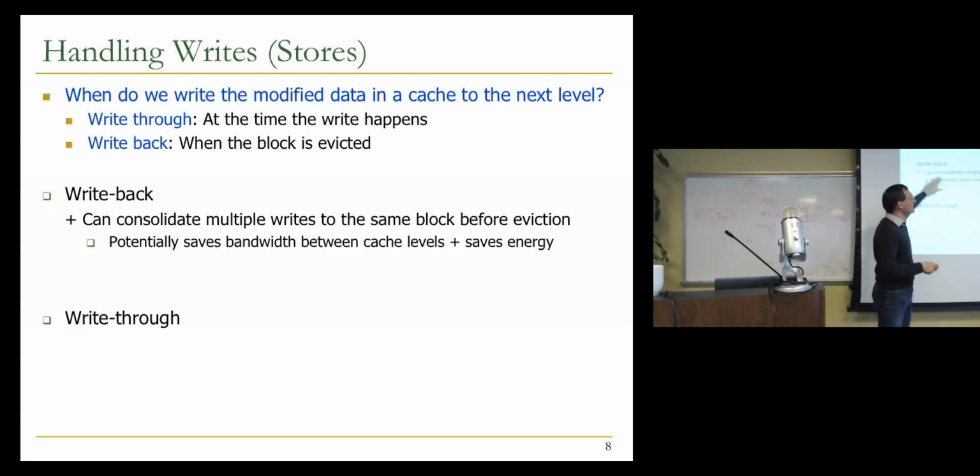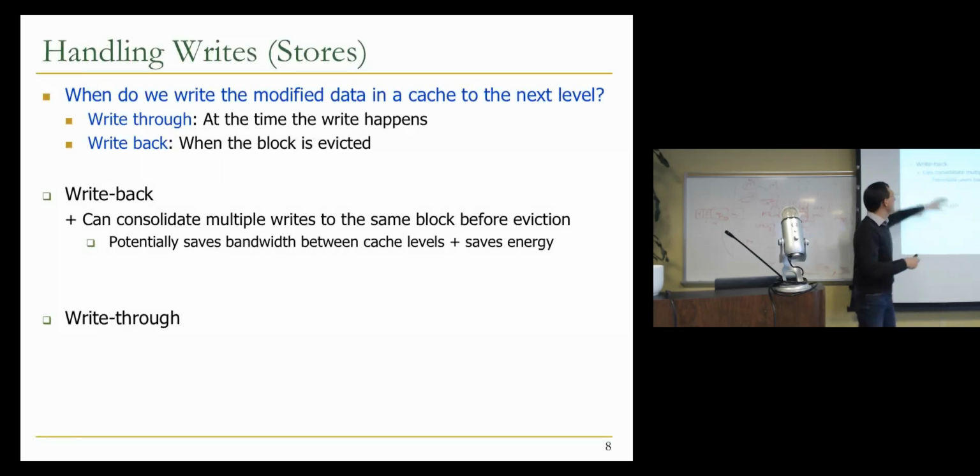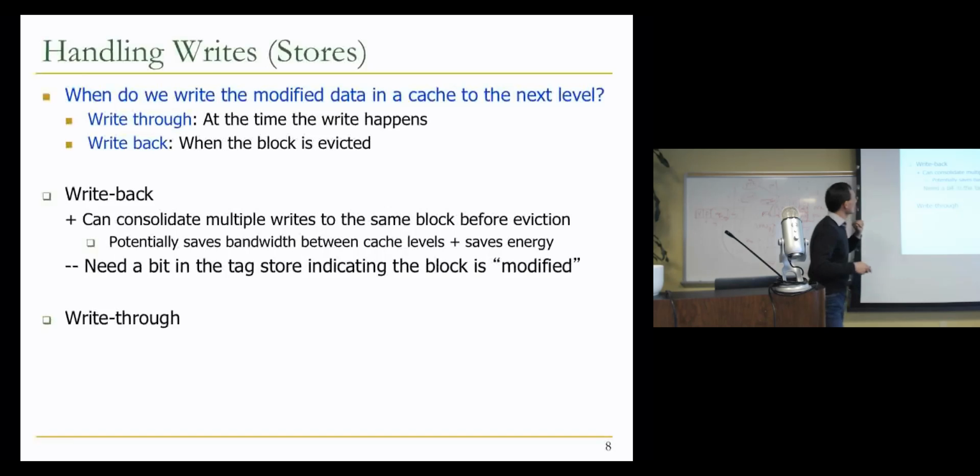Write-back cache has the big advantage that if you're writing to a cache block over and over and over, these writes become consolidated in the cache and they never get exposed to the next level. So you save a lot of bandwidth. And bandwidth also means energy, so you save a lot of energy also. The downside of this is, well, you need a bit in the tag store indicating the block is modified. Basically, that's why you need this dirty bit. With a write-through cache, it's actually simpler in a sense because you don't need to deal with eviction of dirty blocks. In a sense, there are no dirty blocks in the cache. That's why you don't need this dirty bit.